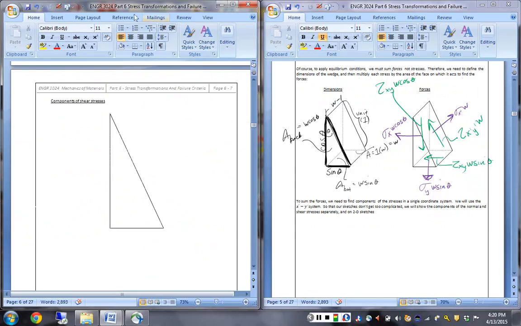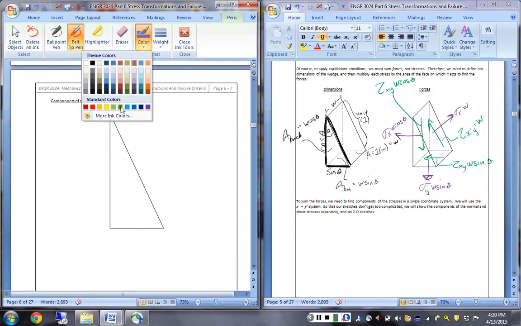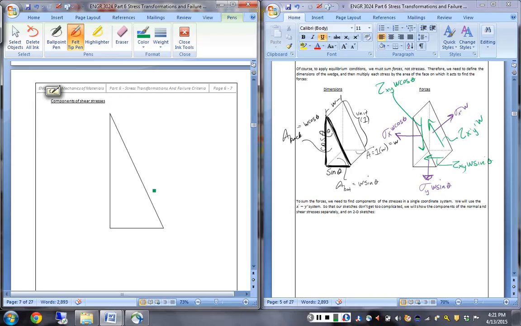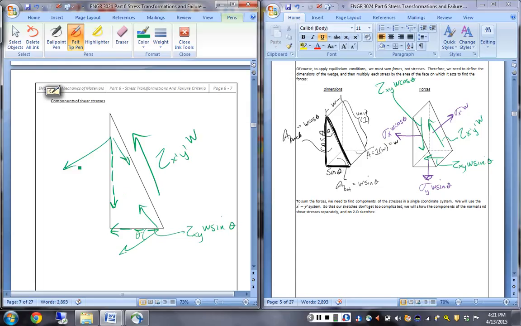Shear stresses. This guy's all right because he's in the x prime, y prime. Then this was the original, which is tau xy w sine theta. We need the components in the new direction. Same with this one. We'll have one component this way and one component this way, with that being our theta.